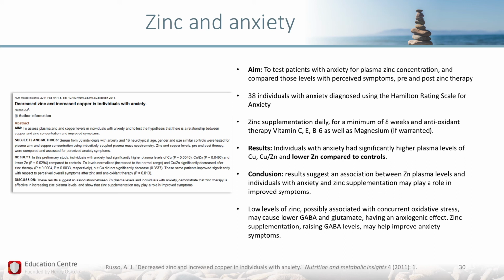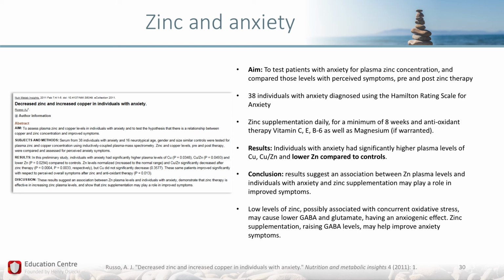It wasn't quite a clinical design where they're using one therapy or one agent and just looking at the effects. The results in the plasma levels, before they gave these supplements, was that all the patients with anxiety had high plasma levels of copper, a really high copper to low zinc ratio, and had lower zinc compared to the controls. So the anxiety patients had high levels of copper and low levels of zinc. The conclusions suggest there is an association between zinc plasma levels and individuals experiencing anxiety.